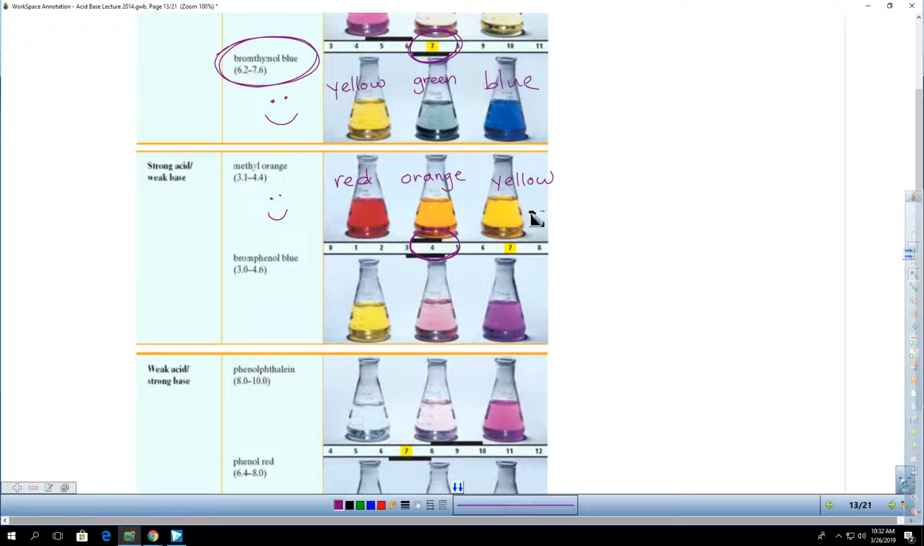The bromophenol blue, it's weird, it never really turns blue. It kind of goes yellow, pink, and then a purpley color. I just like this one better.